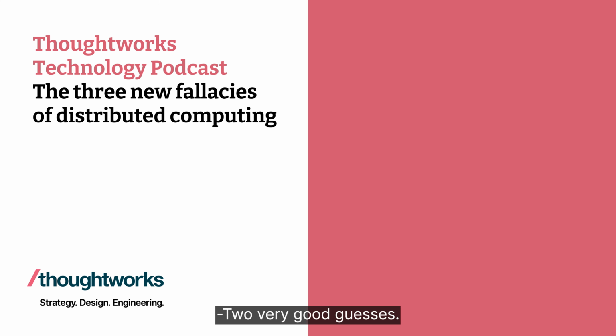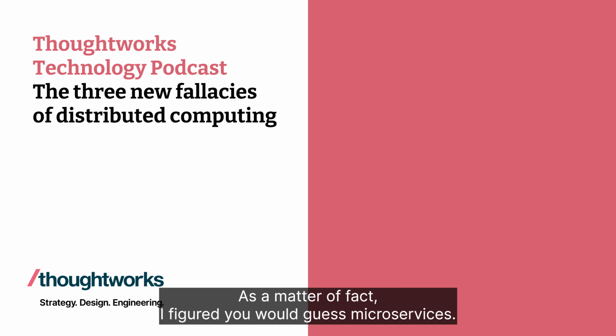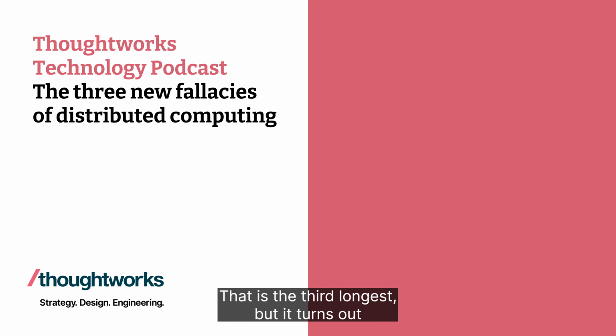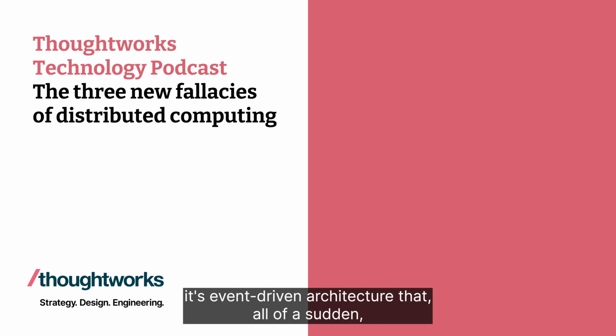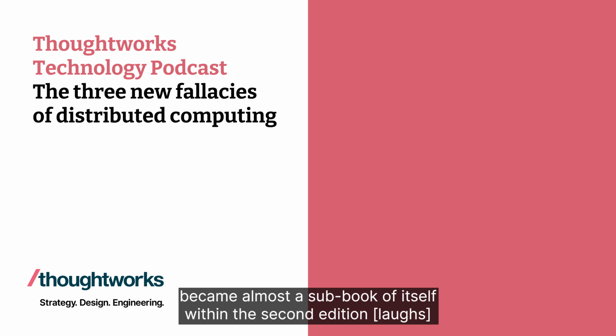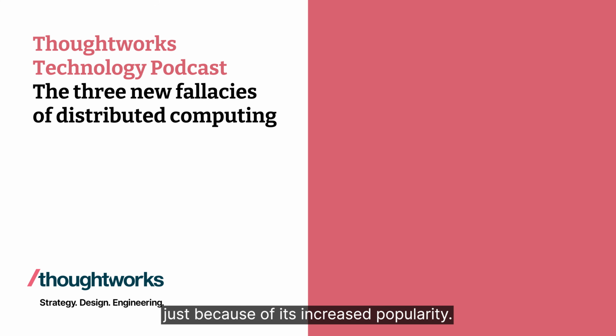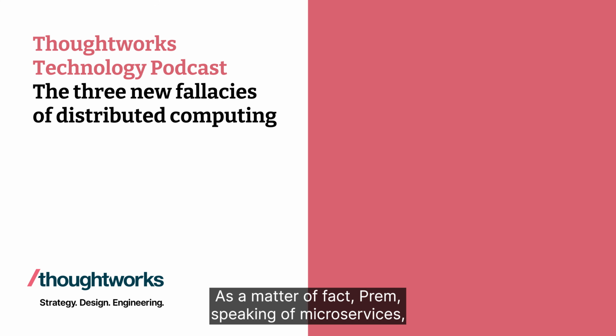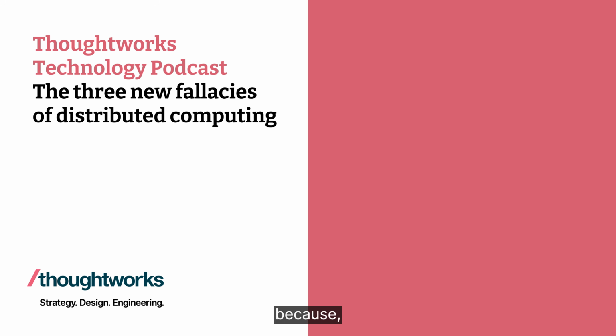Well, two very good guesses. As a matter of fact, I figured you would guess microservices. That is the third longest, but it turns out it's event-driven architecture that all of a sudden became almost a sub-book of itself within the second edition, just because of its increased popularity. Thank you, microservices.